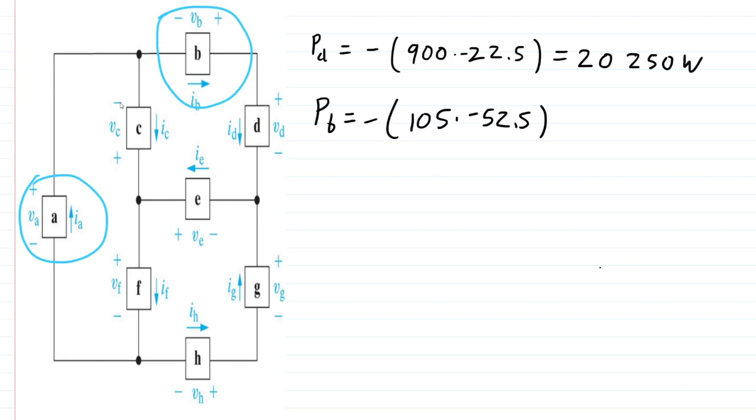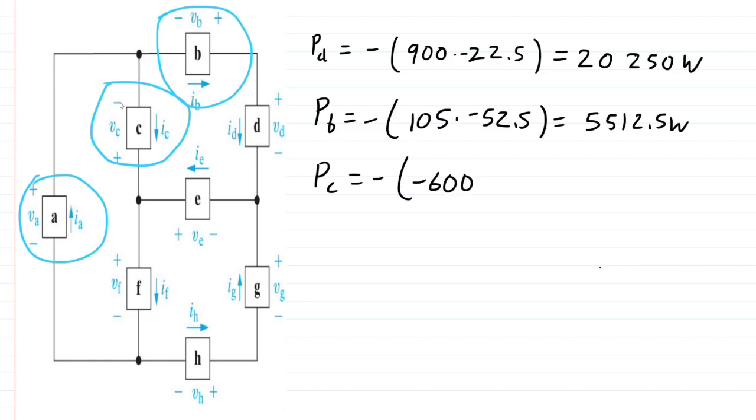52.5. Okay, just want to double check my calculation. Yeah, so that's about 5 kilowatts. 5512.5. Power C. We notice we got the same deal. Current is flowing from minus to plus, so we're going to have a negative there for the power. Negative 600 times negative 30, so this is going to be a negative answer. 30 times 60, 18,000, 18 kilowatts.